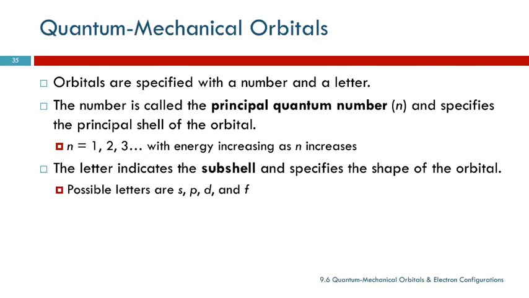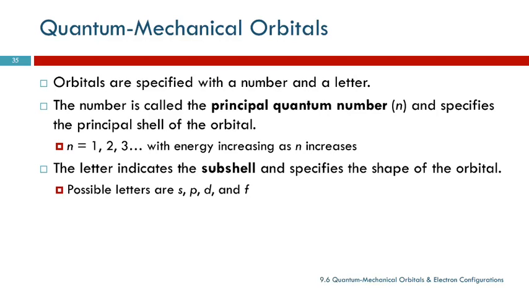So the orbits were specified with a number, 1, 2, 3, 4, 5, etc. Orbitals are also specified with a number, but also with a letter. The number is called the principal quantum number. It's given the symbol n, and that specifies the principal shell of the orbital. So as n gets larger, the energy increases. So the principal shell 3 is higher in energy than shell 2.